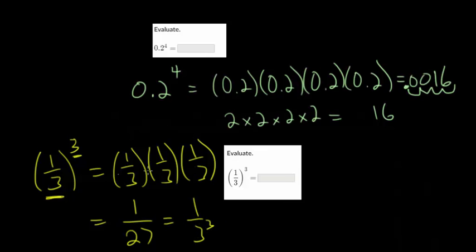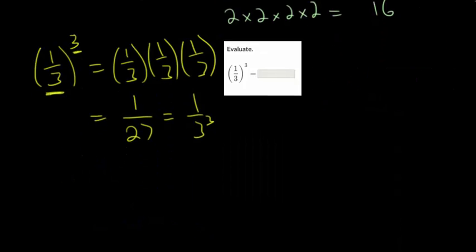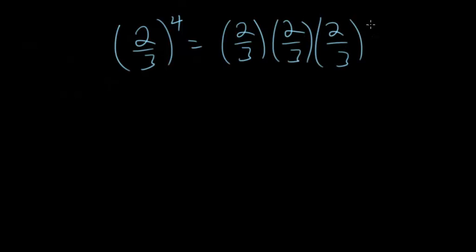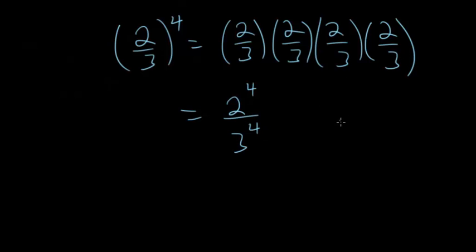And with this type of problem, we can notice a pattern. So let me look at the example. Let's say 2/3 to the 4th power. Essentially, we're just multiplying that 2/3 4 different times. And again, we're just going to multiply straight across in the numerators and the denominators. So in the numerator, you have 4 2s multiplied together. So we could write that as 2 to the 4th. And in the denominator, you have 4 3s multiplied together. So we could write that as 3 to the 4th.